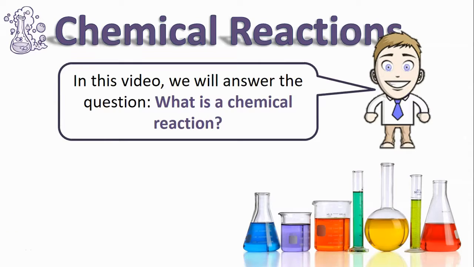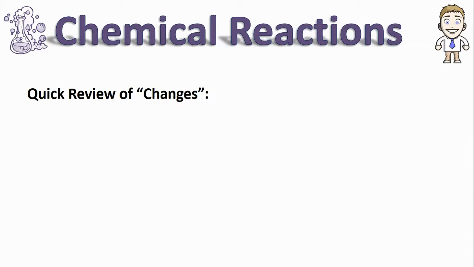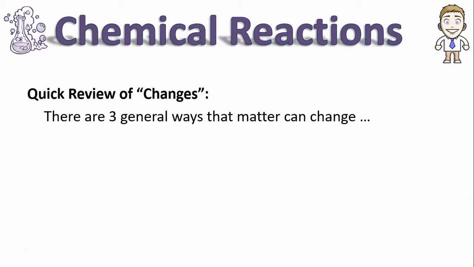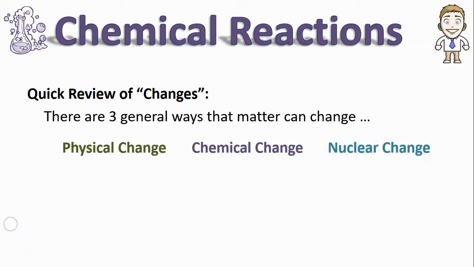In this video, we're going to answer the question, what is a chemical reaction? And before we get to that, we have to talk a little bit about this word changes, because in the chemical world, there's actually three general ways that matter can change. Those ways are physical change, chemical change, and nuclear change.